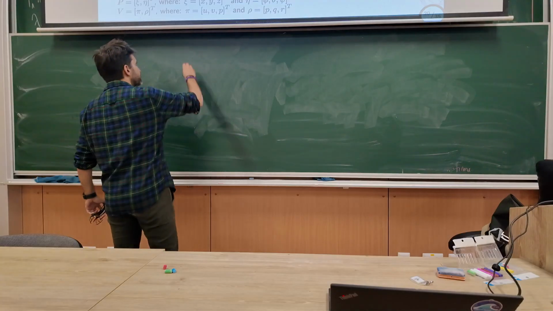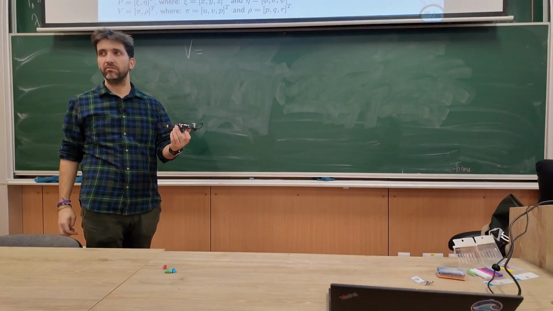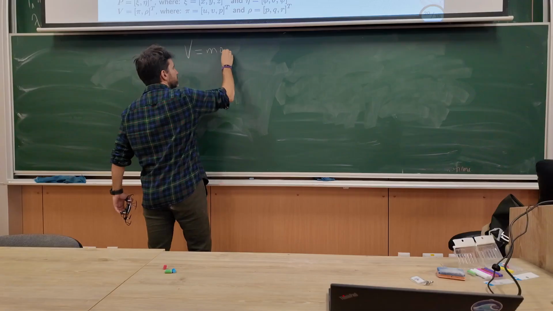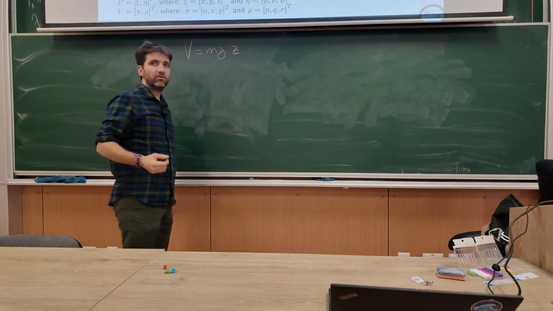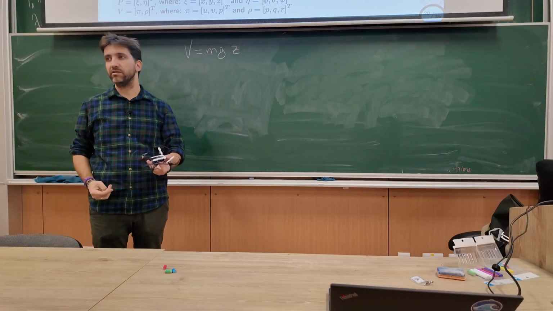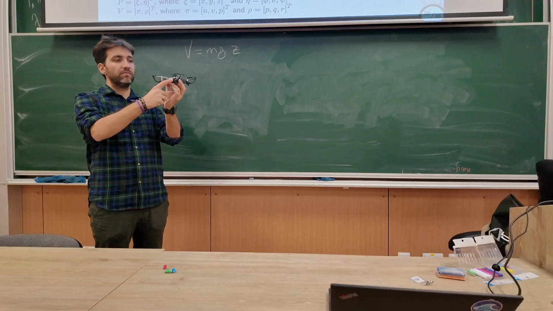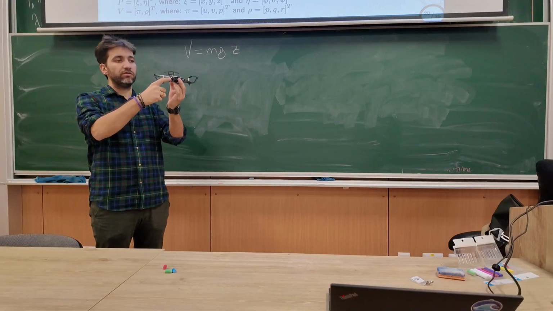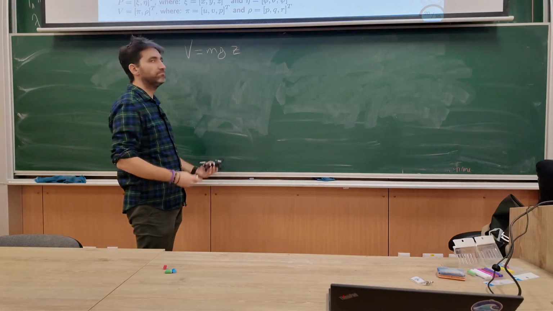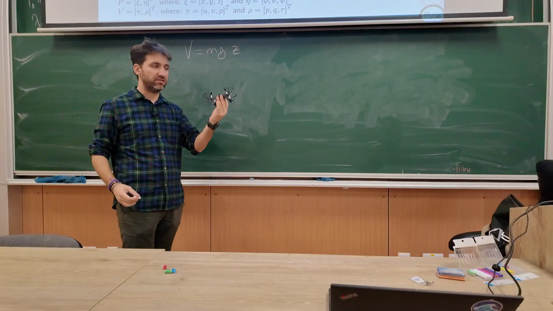Right. Let's start with the easier one. Let's say, what's the potential energy of the drone? It's m g z, because z is the up axis, the height axis on the earth frame, right? Which is the z position of the drone in the earth frame. All right? Anything else? Nothing else. This is it.